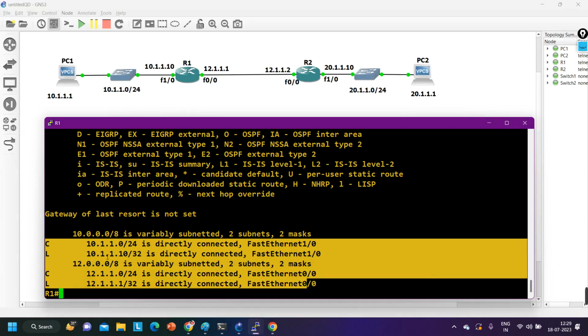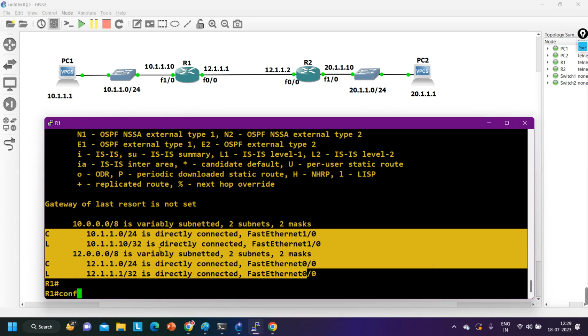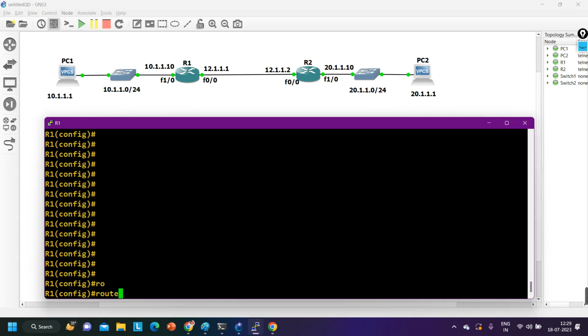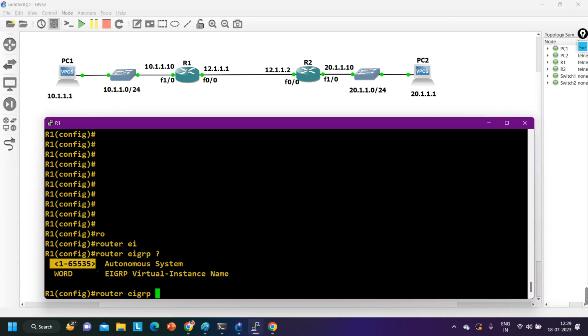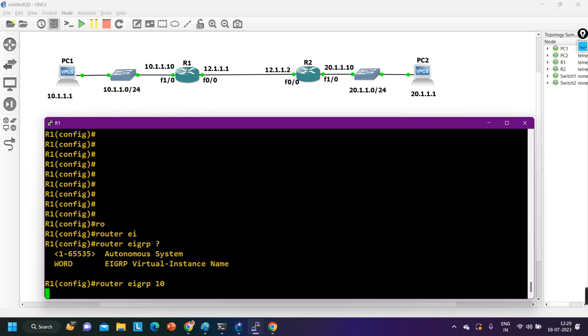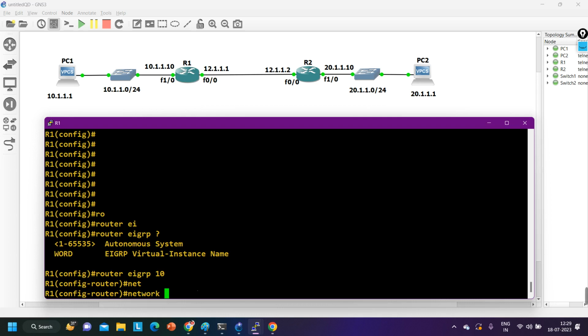Now I am going to configure RIP. So see guys, configuration of RIP is very simple. On router number 1, you need to run the command router EIGRP. So not RIP, EIGRP. Router EIGRP and then the autonomous system number. As I told you, the autonomous system number range is 1 to 65535. Between this range you can use any autonomous system number. Let me use 10. And this is the command to enable the EIGRP protocol on the router. After that we will use the network command to advertise prefixes, or you can say to enable EIGRP on interfaces of the router.